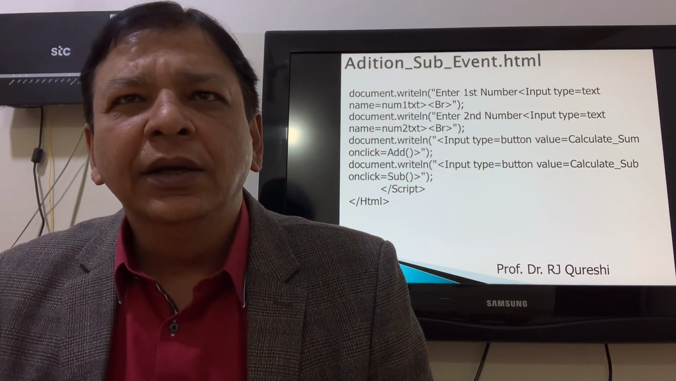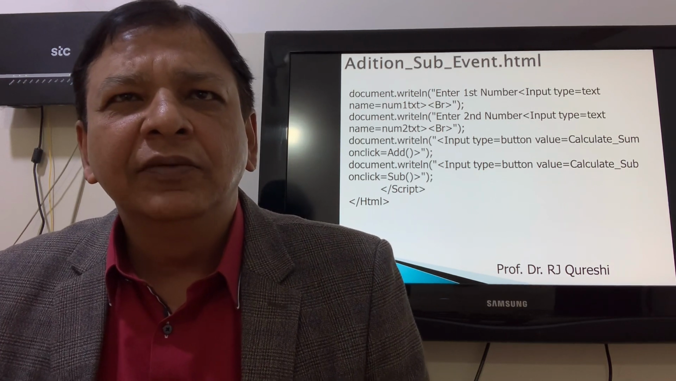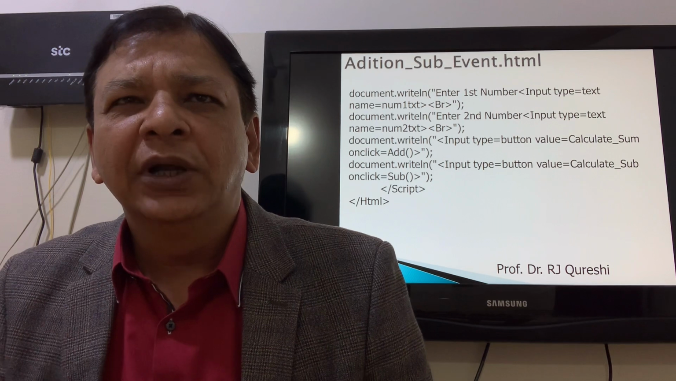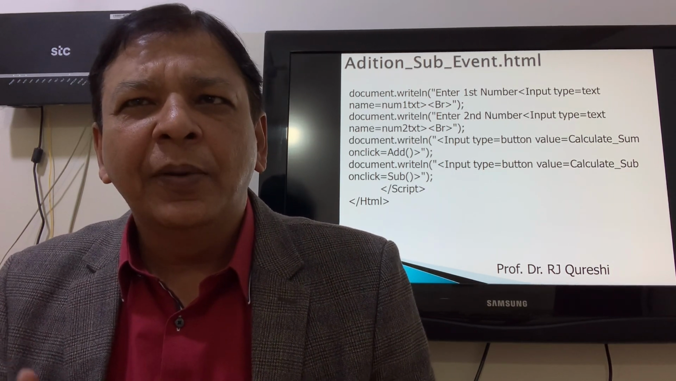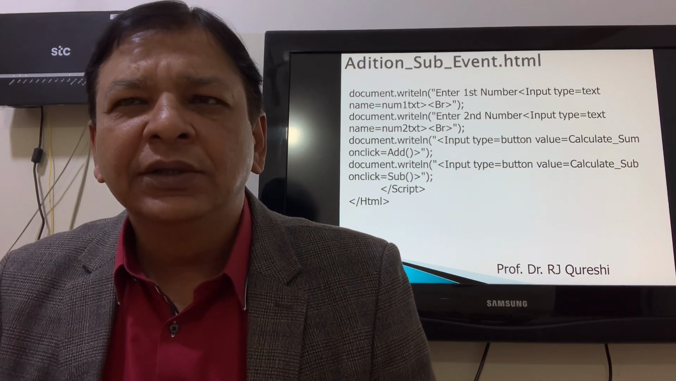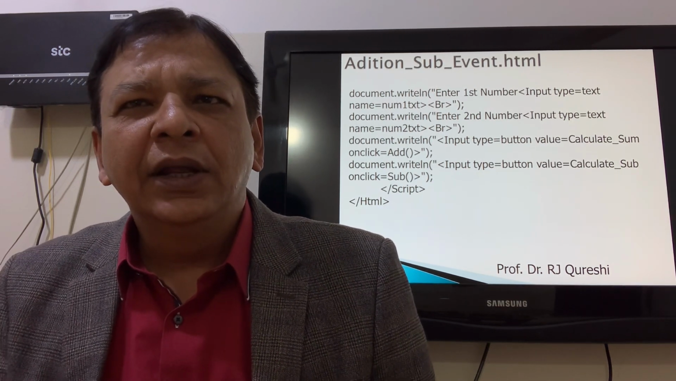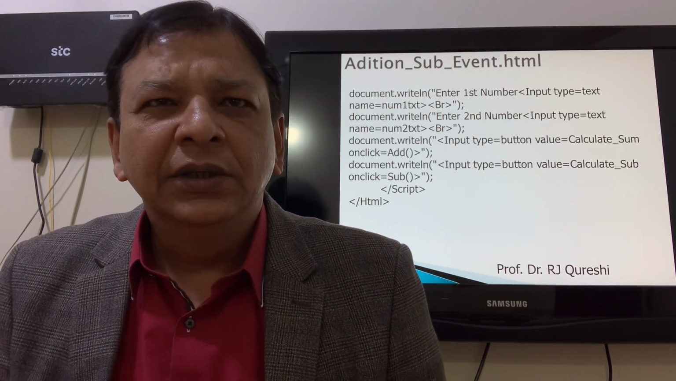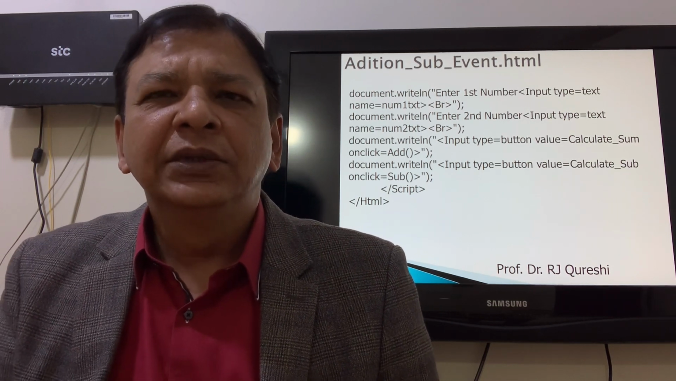document dot writeln, enter first number, input type is equal to text, name is equal to num1 txt, break, document dot writeln, enter second number, input type is equal to text, name is equal to num2 txt, document dot writeln, input type is equal to button, value is equal to calculate sum, onclick is equal to add function, document dot writeln, input type is equal to button, value is equal to calculate subtraction, onclick is equal to subtraction function. We close the script, we close the HTML.